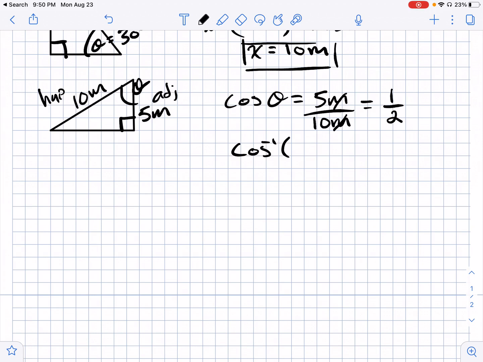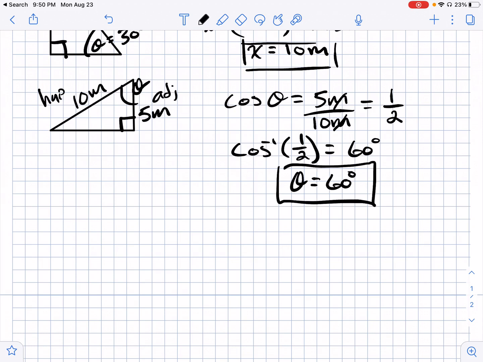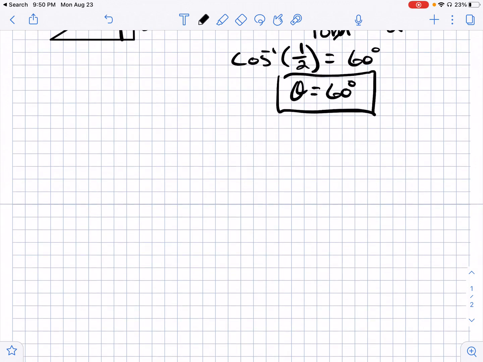And then we're going to put 1/2. And then equals. And you should end up with 60 degrees. So my angle theta is equal to 60 degrees. So again, anytime you're solving for the angle, not a side, you end up using that inverse function. Let's do another one.